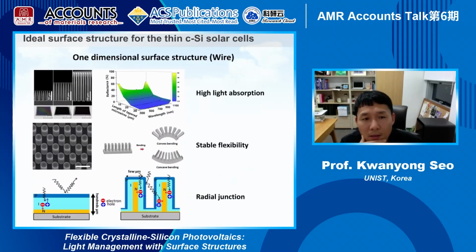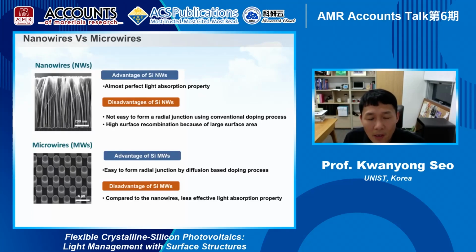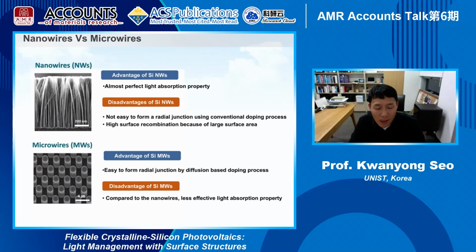So I think the best solution is the one-dimensional wire surface structure, because a wire surface structure shows a high light absorption capability and also very stable flexibility, as I will explain a little bit later. And also, instead of the vertical PN junction, a radial junction can be applied in these one-dimensional wire structures. But the question is which dimension is the best candidate for the better flexible solar cell application, the nanowire regime or the microwire regime?